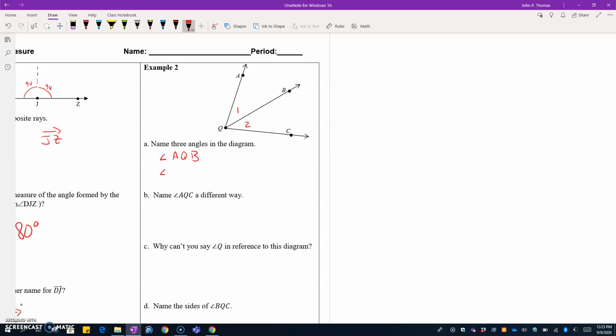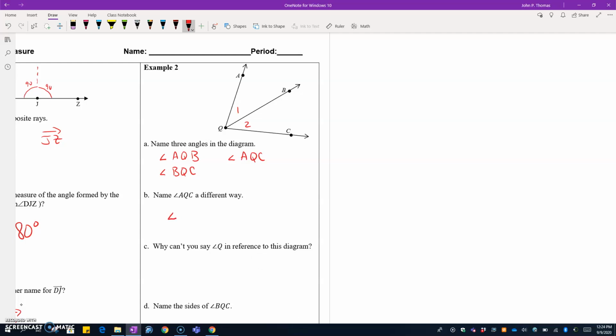The second small angle is going to be BQC. And then the large angle is going to be angle AQC. So that gives us our three angles that are involved in that picture. Next one says name angle AQC, so the large angle, in another way.